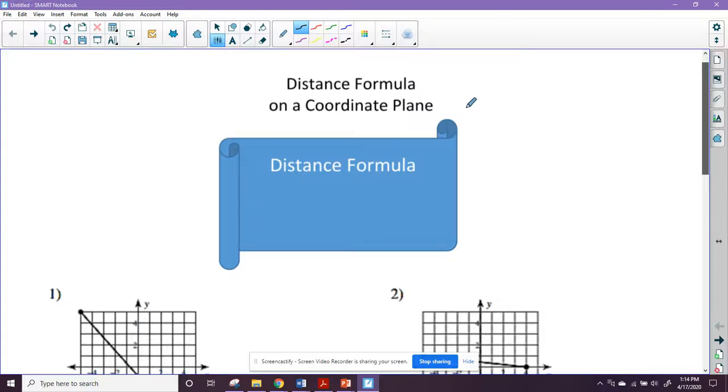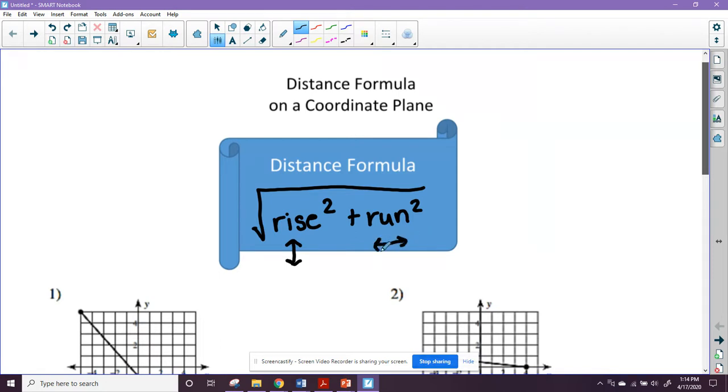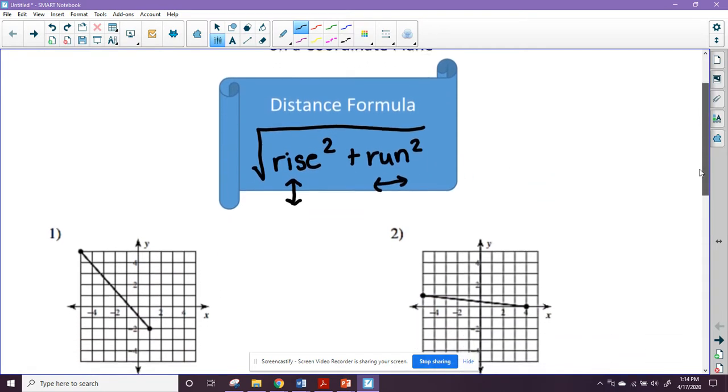Today we are going to continue looking at the distance formula on a coordinate plane. So let's review what the distance formula is. It's the square root of rise squared plus run squared. Remember, rise over run, if we are going from 2 points, it's up or down for rise, and running is right to left. So up or down, right to left. So let's look at some example problems.